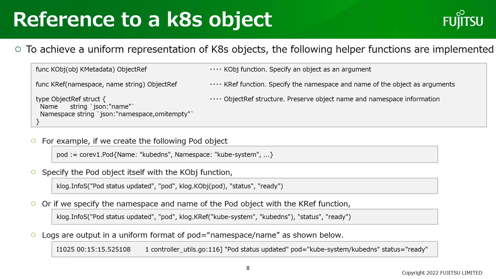Pass some object to the InfoS and ErrorS functions, and it will output in one preferred format. For a non-namespaced object, an object reference with the namespace left empty is recommended.